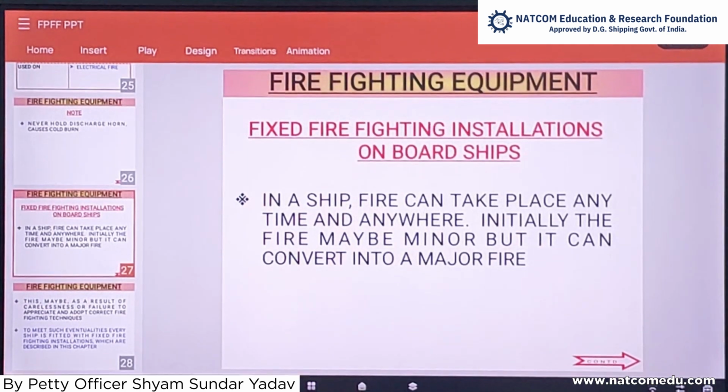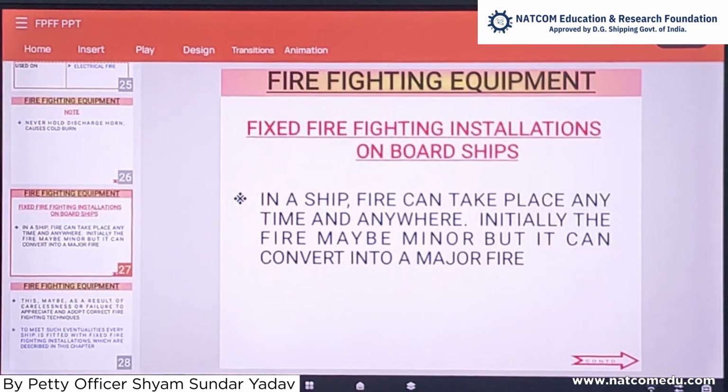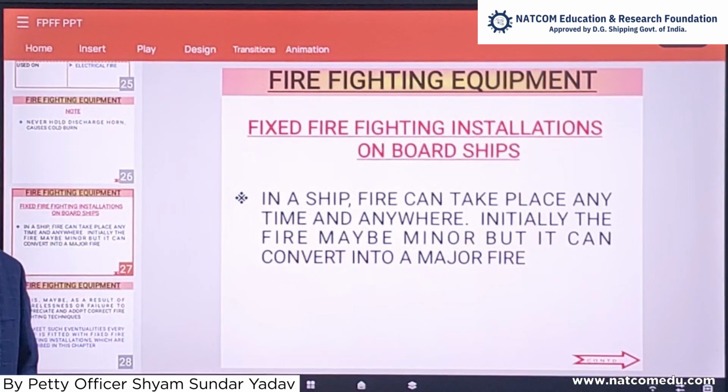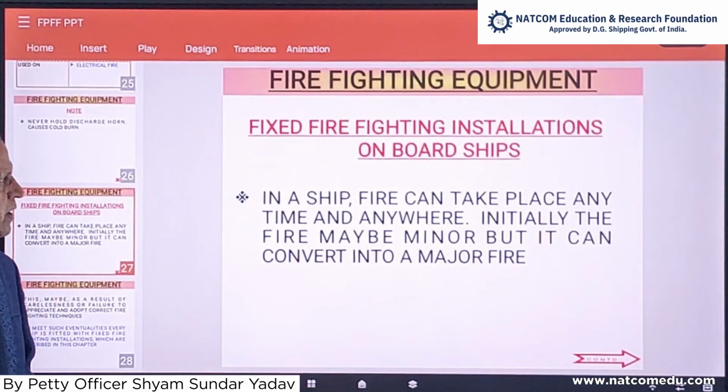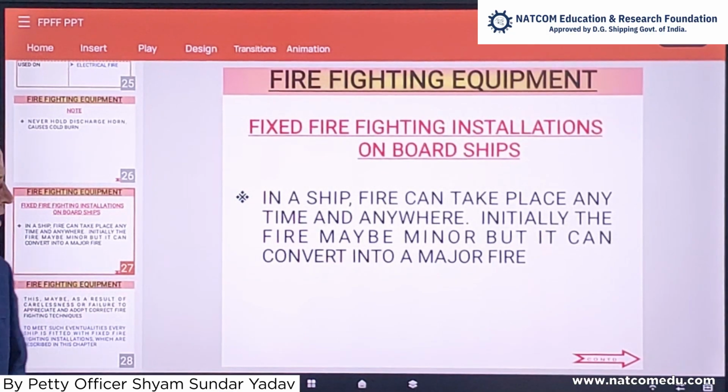Initially the fire may be minor, but it can convert into a major fire. And one more thing, a fire can take place anytime, anywhere without knocking at your door. So remember this, you have to be always alert, round the clock, in the morning, evening, every time. Rough weather, bad weather, summer, winter, fire is not going to wait for you. You have to be alert.